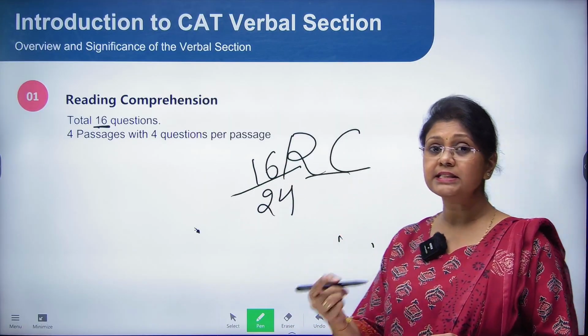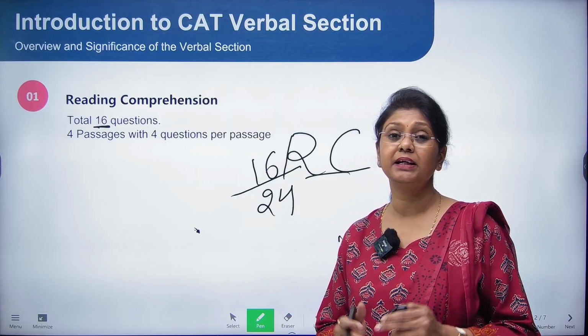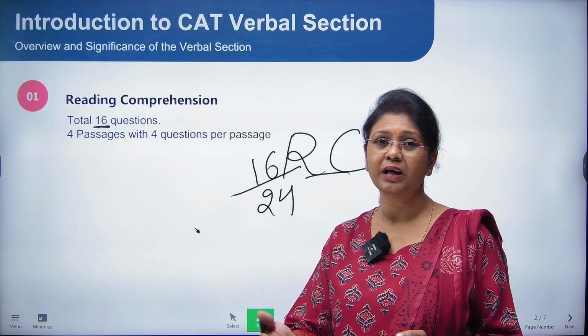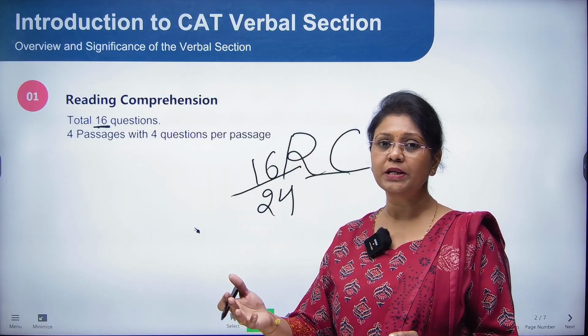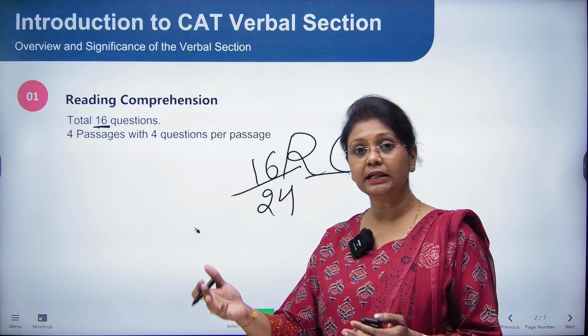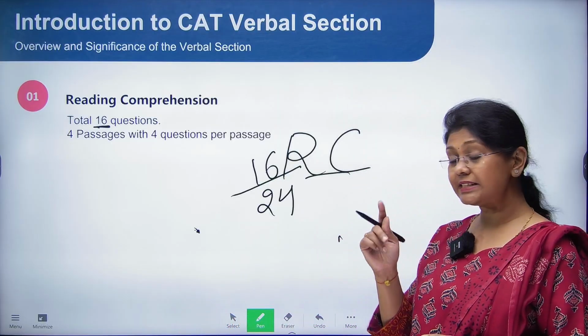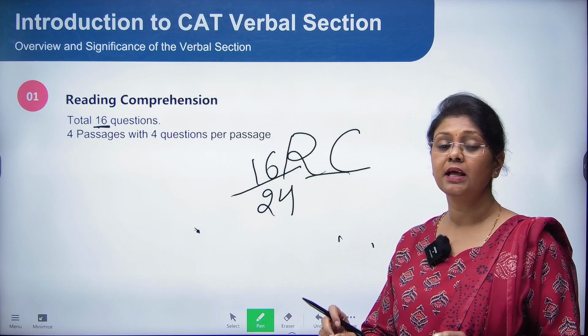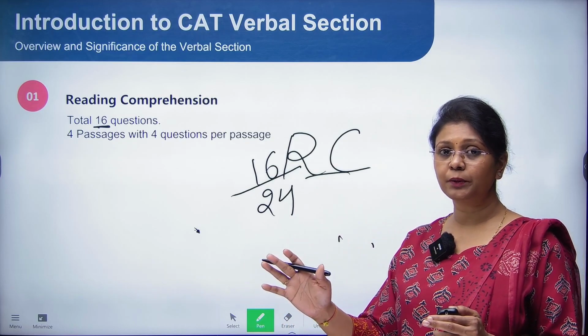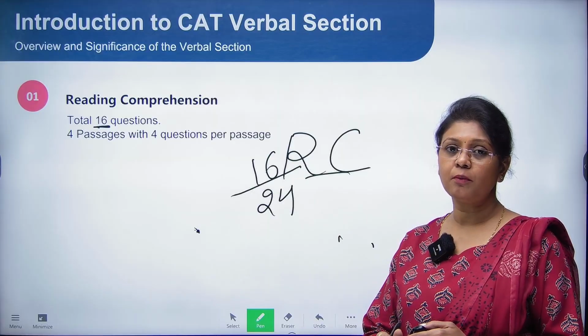Now what exactly is an RC? RC is nothing but an unseen passage that you probably would have solved way back in school. You will be given a passage with a few questions and you will have to answer them. So RC consists of 16 questions, which is a huge chunk, since the major chunk of the 24 questions would come from RCs.